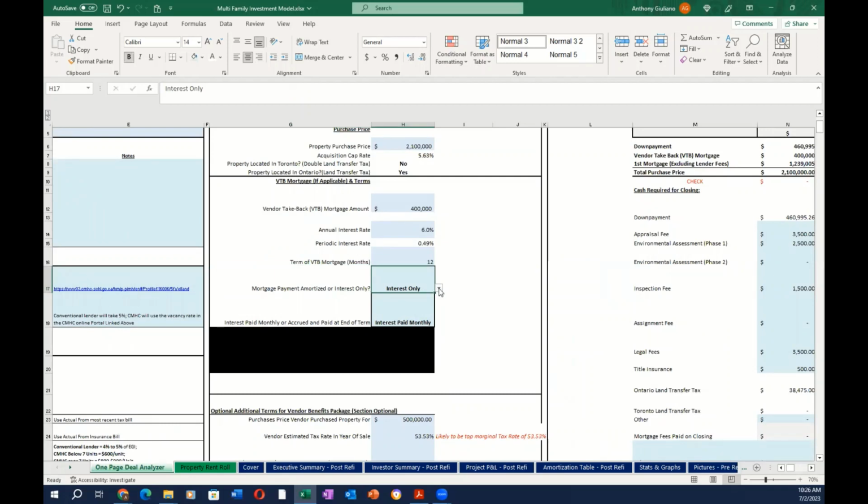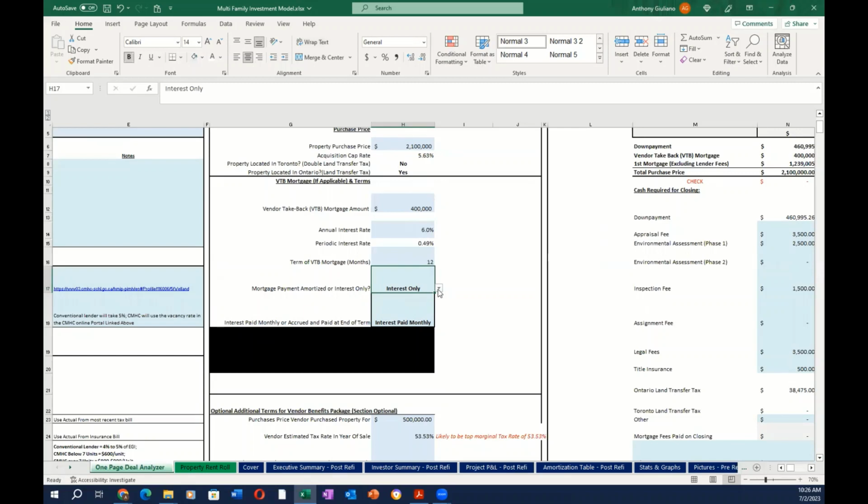I have it entered as interest only here. And then I have, will the interest be paid monthly or accrued at the end of the term? What this gives you the opportunity to do is also manage your cash flow. It'll help you determine, okay, will my mortgage interest be paid monthly to the vendor, or will it just be added on to the principal every single month and paid at the end of the term?